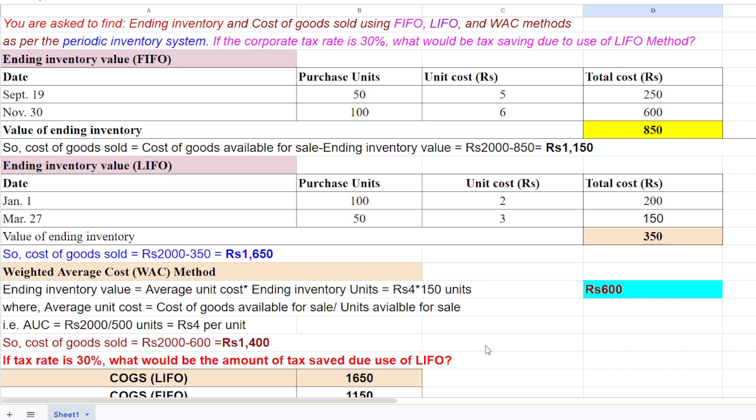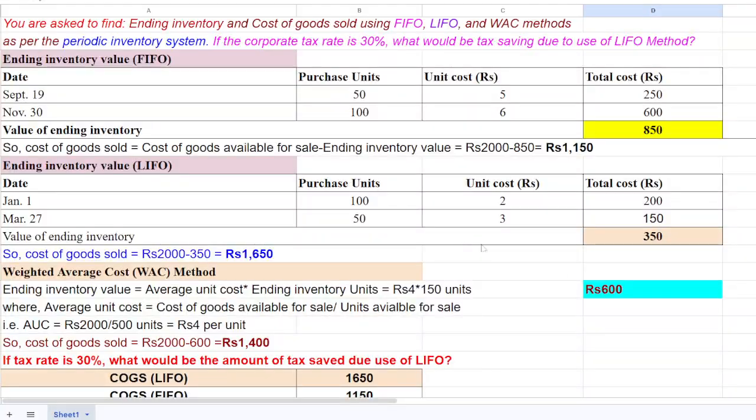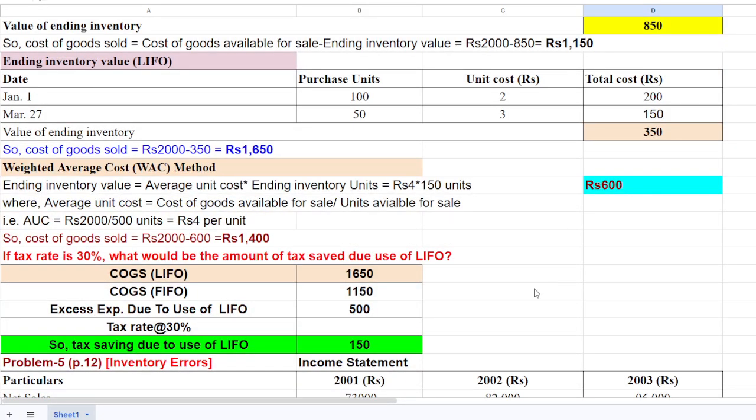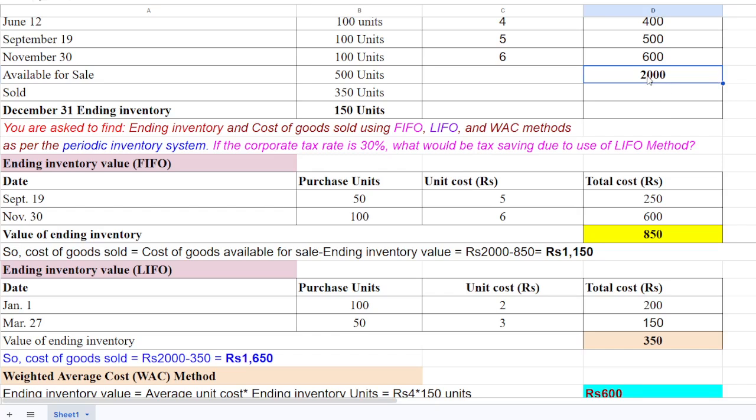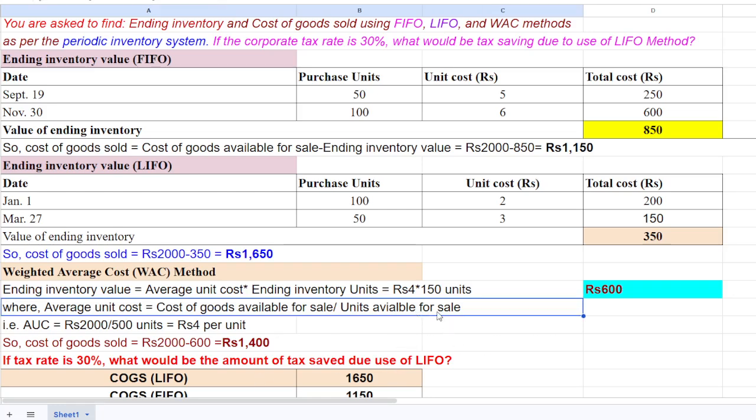1650. Now what about the weighted average cost method? Here you need to find the average unit cost, or sometimes we say the weighted average price method. Simply understand how we find the average unit cost: cost of goods available for sale divided by units available for sale. The given information is 2000 for cost, while units is 500. So we can say our unit cost is rupees 4 per unit, and since our ending inventory is 150, ending inventory units into this rate gives the ending inventory value.